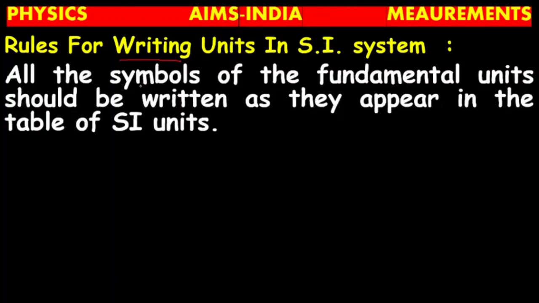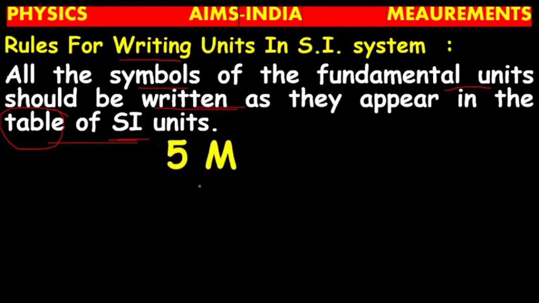All the symbols of the fundamental units should be written as they appear in the table of SI units. Here the table means the International System of Quantities. The ISO has designed one table called the International System of Quantities. In that table, in whatever way the units have been mentioned, in the same way we have to use them while making use of the fundamental units or derived units.